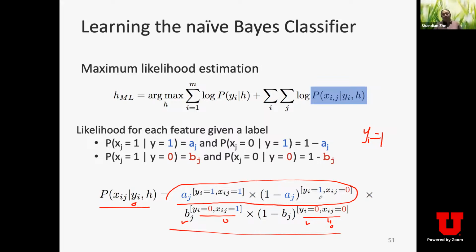And similarly, for yi is 0, you see that this indicator function and this indicator function are simply 0. That means these guys are simply 1, and then the remaining is just about bj. And that actually corresponds to another Bernoulli distribution.